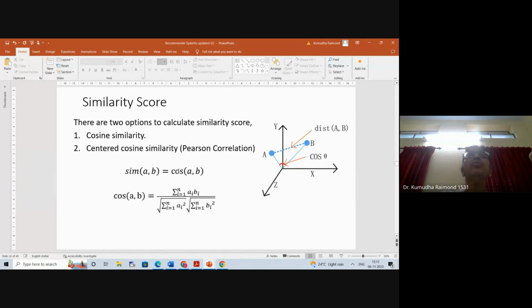And here the cosine similarity is between a user, it may be anything, A and B. It may be between two users or between a user and an item. In this example that I'm going to show you, it is the similarity between a particular item and a particular user.